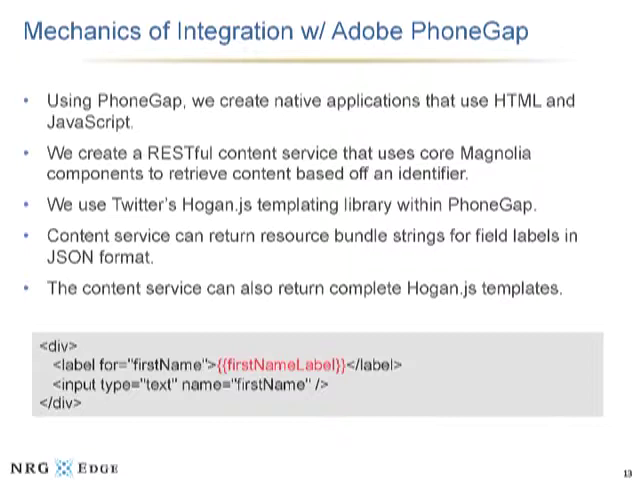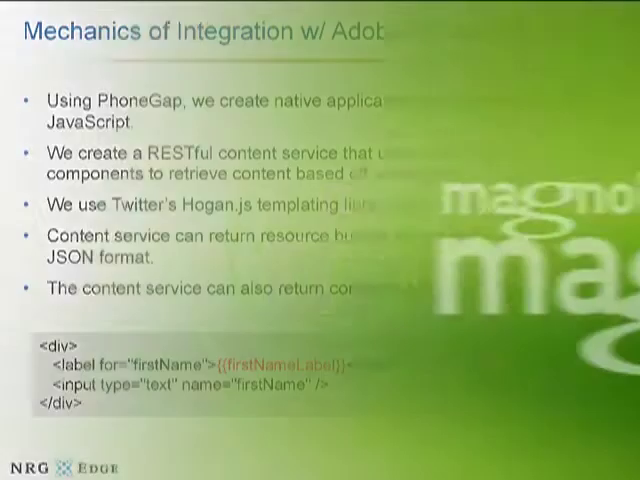We use Twitter's Hogan.js library, as I mentioned before. We chose that because it seems to work really well with PhoneGap. And the content service, as opposed to a content provider, can return resource bundle strings for field labels in JSON format. It's basically the same process, just a little different, because we're implementing a service here as opposed to a native implementation, if you will.